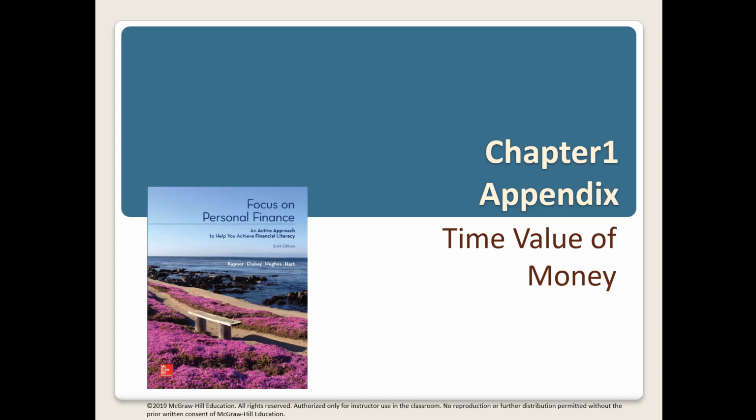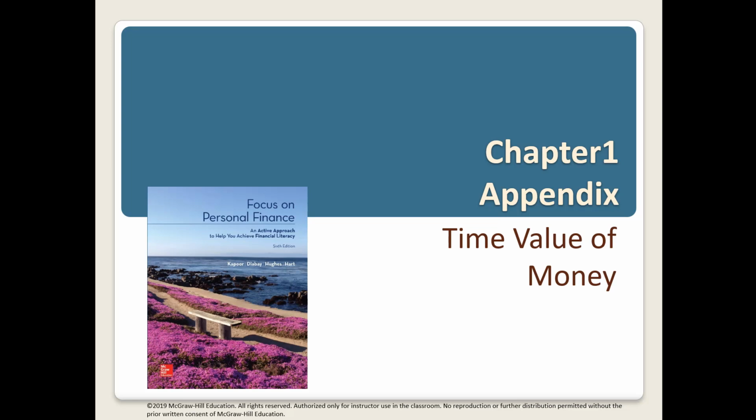In this appendix to Chapter 1, we'll look at time value of money calculations. TVM is probably the most fundamental concept in finance. It's particularly important in personal financial planning as it forms the basis for finding how much we need to save for our child's college education, a new house, or our retirement. How much house can we afford?